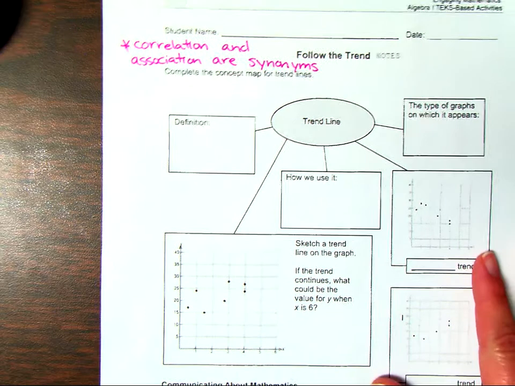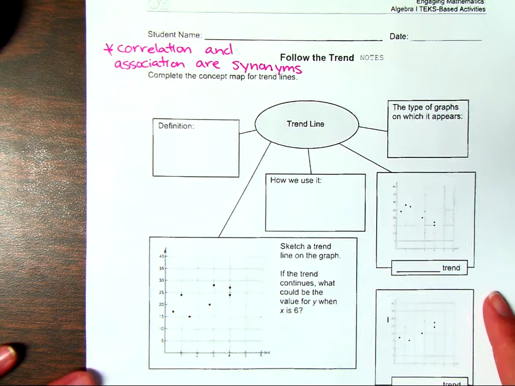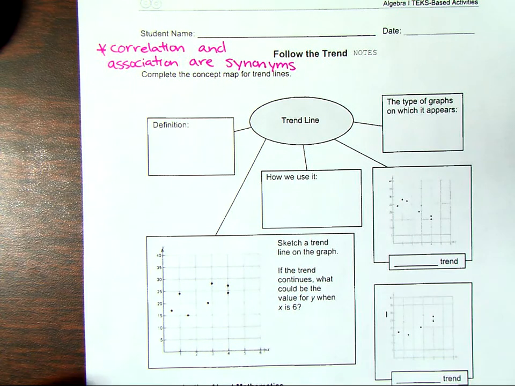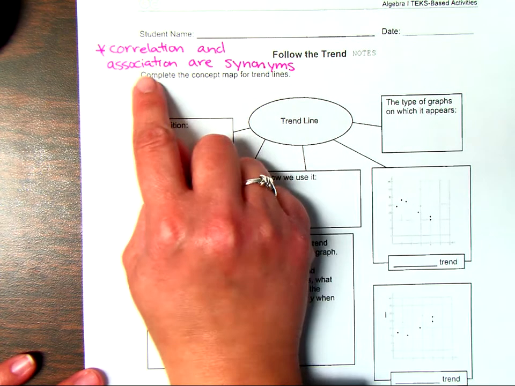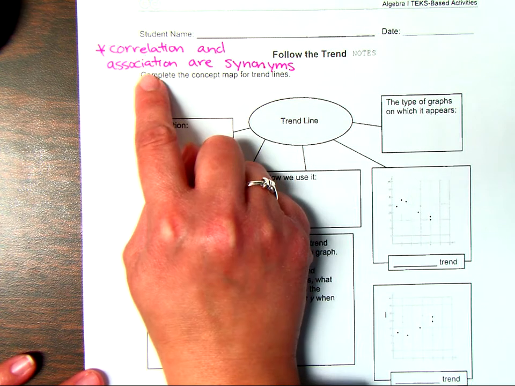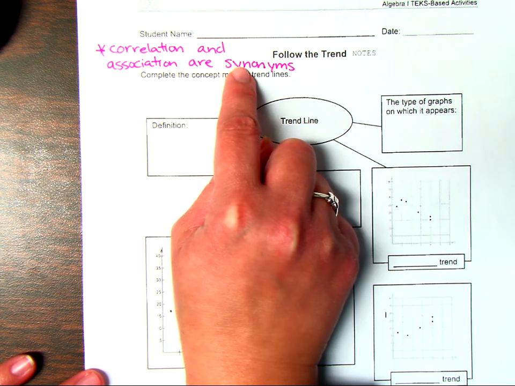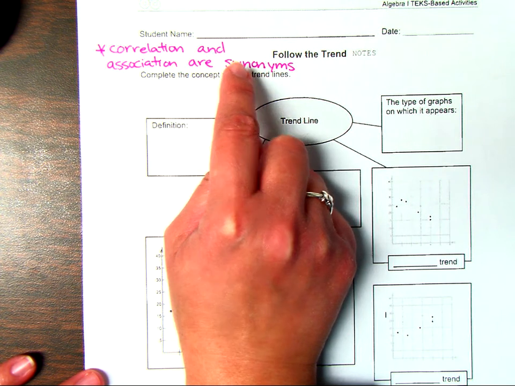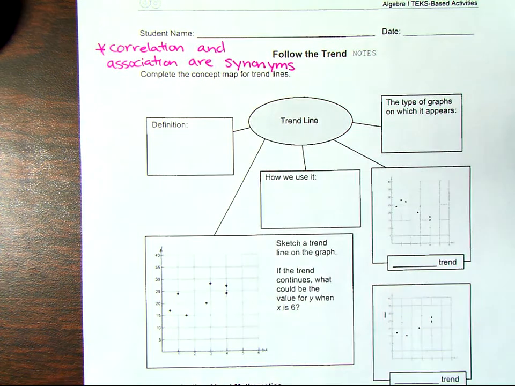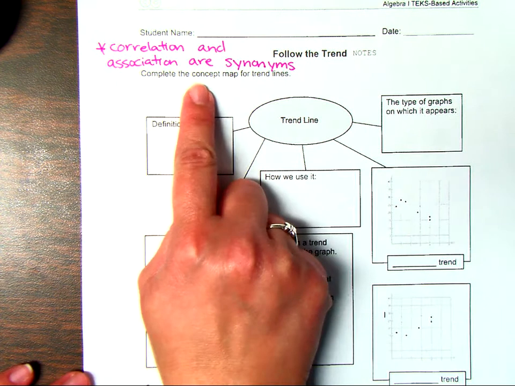All right, y'all. Today I'm just going to talk to you about what trend lines are and how we're going to use them. I want to point out that if I say the word correlation or association, we're going to think of those as synonyms. They mean the same thing when we're talking about trend lines. So what we're going to look at first is completing this concept map for trend lines.